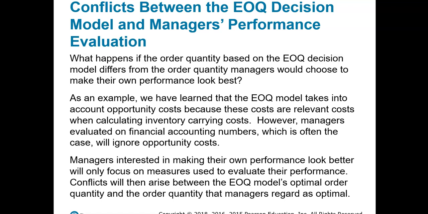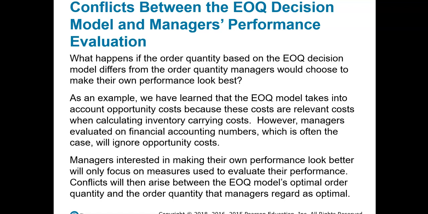But if managers are evaluated on financial accounting numbers, as is often the case, they ignore opportunity costs. Why? Because opportunity costs are never recorded on the books. It is just something that we've given up, but when we're dealing with everything in total, it is not recorded because it's not an actual cost. So with managers looking at making their own performance look better, they'll only focus on the measures used to evaluate their performance.